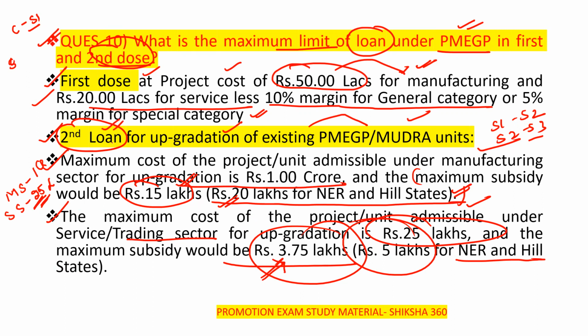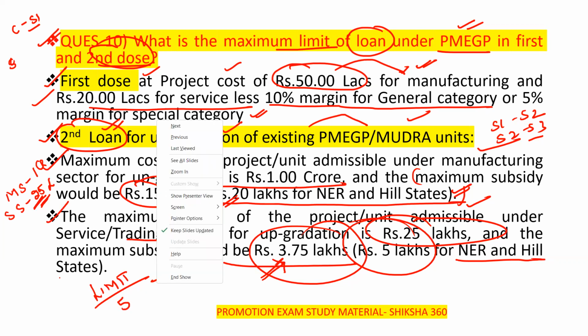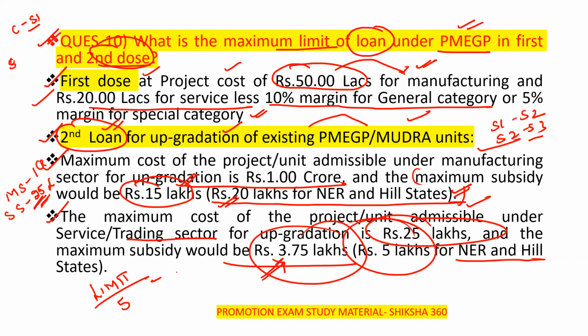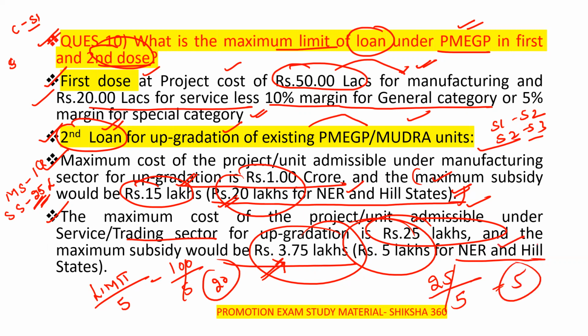under the second dose or the second loan, that is limit divided by 5. Just remember that this is the exceptional subsidy. In the manufacturing sector, the limit is 100 lakh divided by 5. That comes up to 20. So 20 lakh for the northeastern region and hill states. Similarly, for the service sector, the limit is 25 lakh divided by 5. That is 5 lakh. So 5 lakh for the northeastern region and hill states. Clear? So this is the exceptional subsidy.